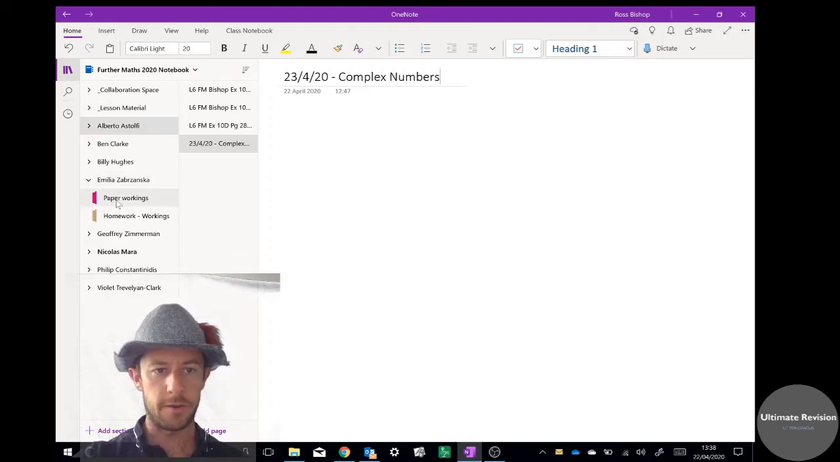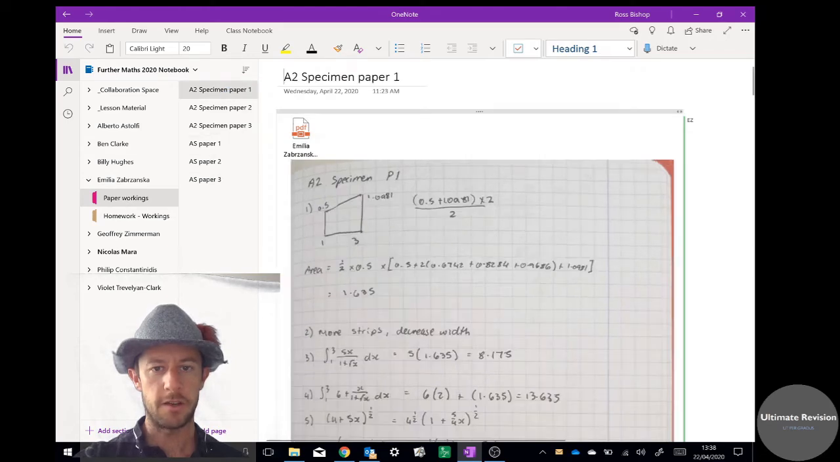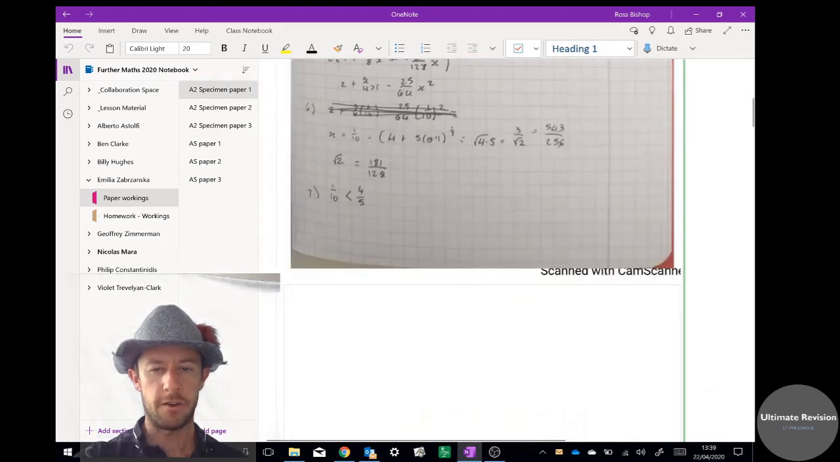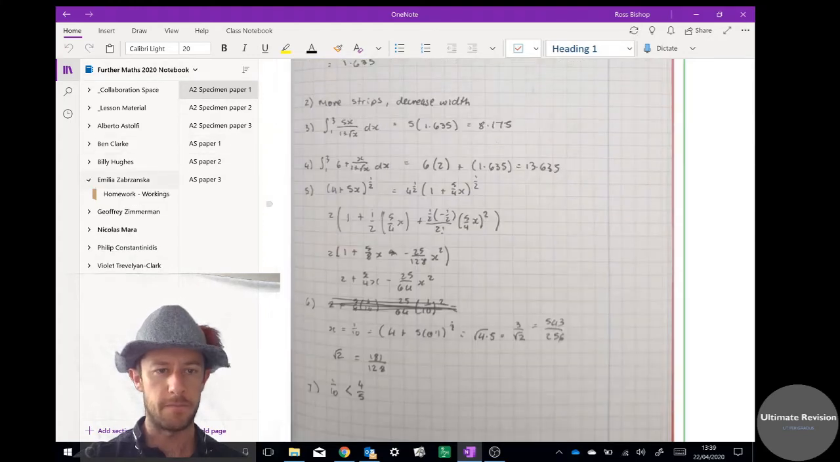Amelia's done a really good job here. She's got all 6 papers here with the workings, which look really, really nice. So that's what I expect you to see. Create a page like that, please.